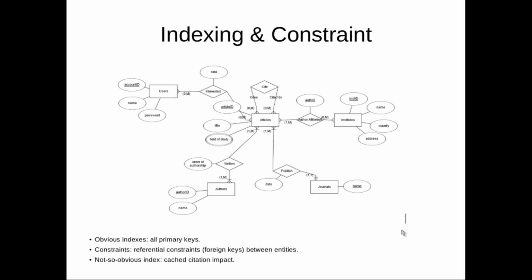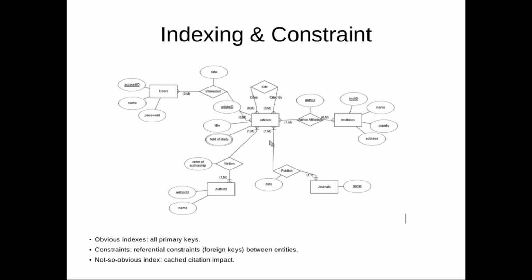And if you see things like, for example, account ID, article ID, author IDs, these are primary keys, and obviously they will be indexed. So these are the obvious indices. What's not so obvious is the fact that we have also a citation impact field for each article. It's not shown here, and the reason we added the citation impact is for speed, so we don't have to query our relation that contains all of the citations between the articles every single time we want to find out the number of citations.